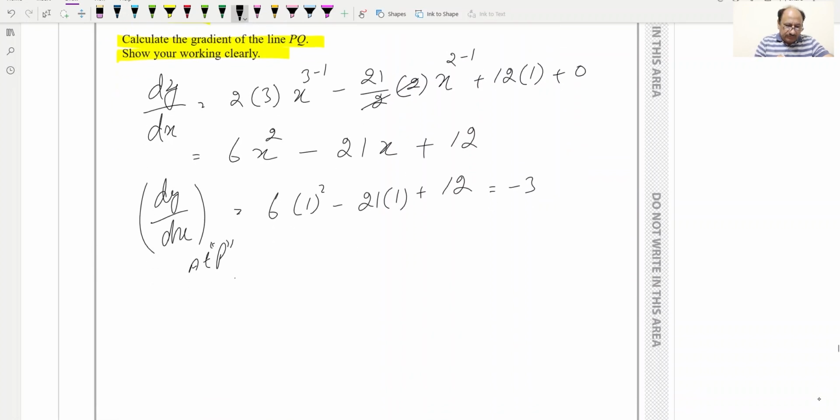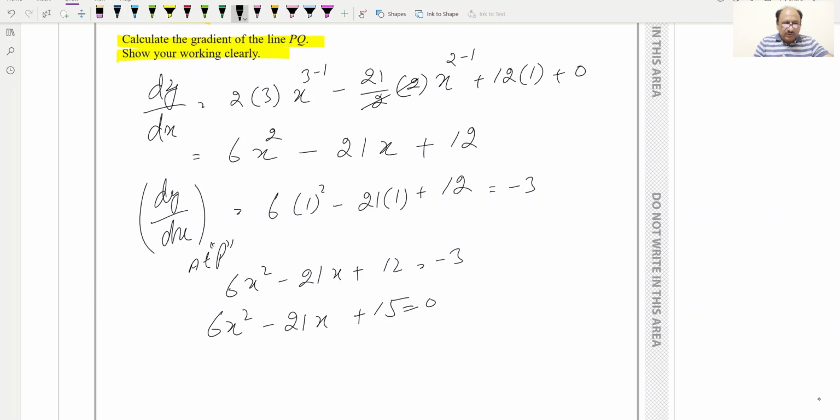It means 6x squared minus 21x plus 12 will be equal to minus 3, and we can shift this minus 3 to the other side and form the quadratic equation. So 6x squared minus 21x and plus 12 plus 3 will be plus 15, so plus 15 is equal to 0.